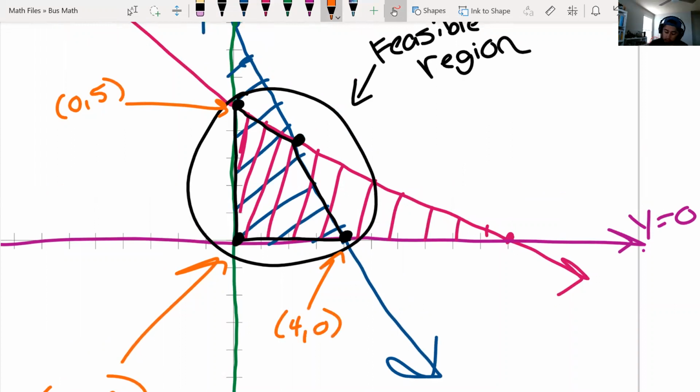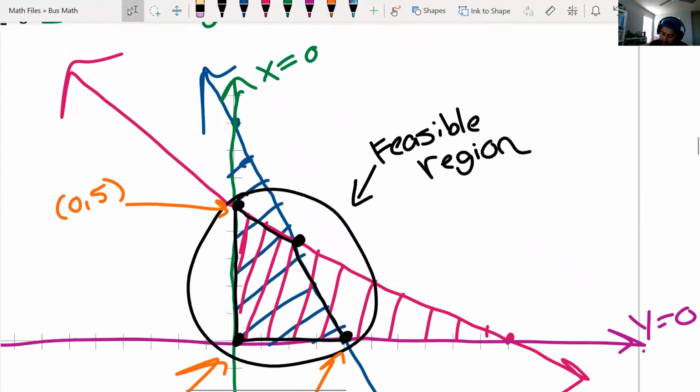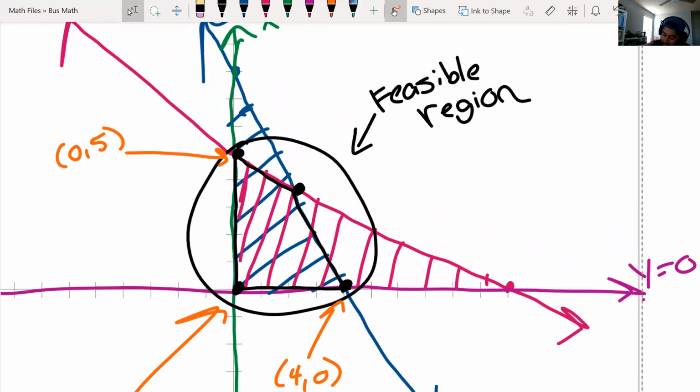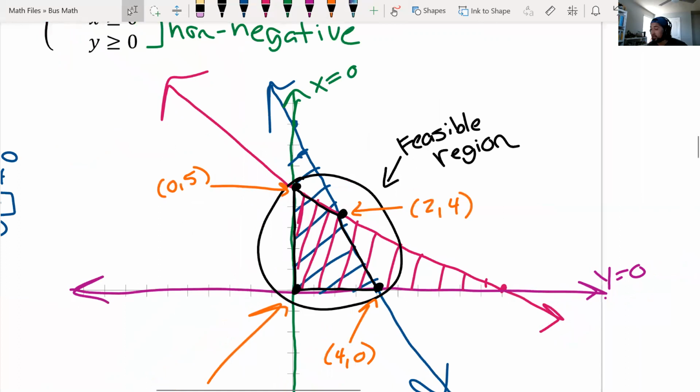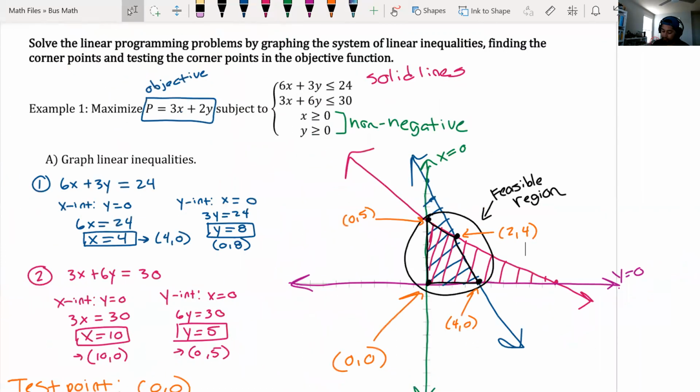And if you drew your graph perfect, which I did not, then you would be able to easily see this corner point, which looks like it might be at (2, 4). But let's go ahead and just double check by using Desmos. Why not?